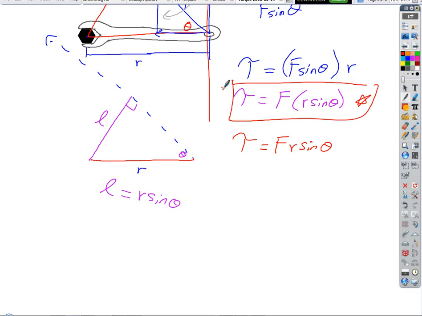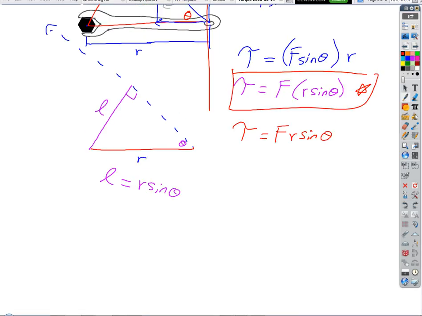But this is the one that probably makes the most sense to use, and it's consistent with our book. Okay? Make sense? Okay? So then, let's explore something here.